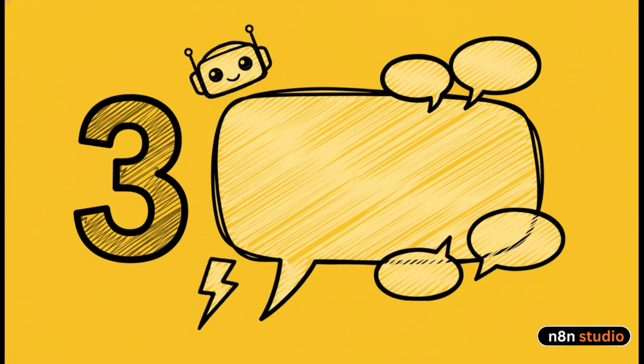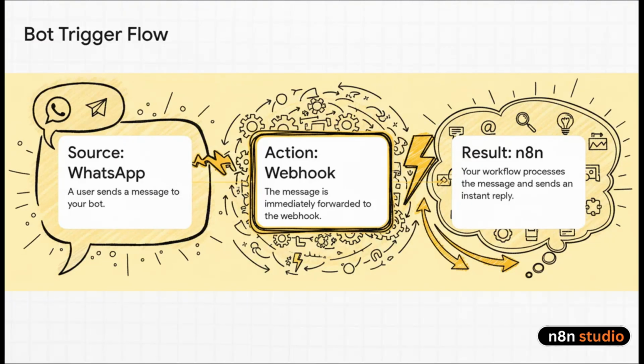And for our last example, let's get a little more interactive and talk about chatbots. This is really what makes modern bots feel so quick and responsive. When someone sends a message to your bot on, say, WhatsApp or Telegram, that message doesn't just hang out somewhere. The app immediately forwards it to your webhook. Your workflow can then instantly analyze it, is it a question, a command, and fire back an intelligent reply. That real-time conversation is only possible because of the speed of a webhook.